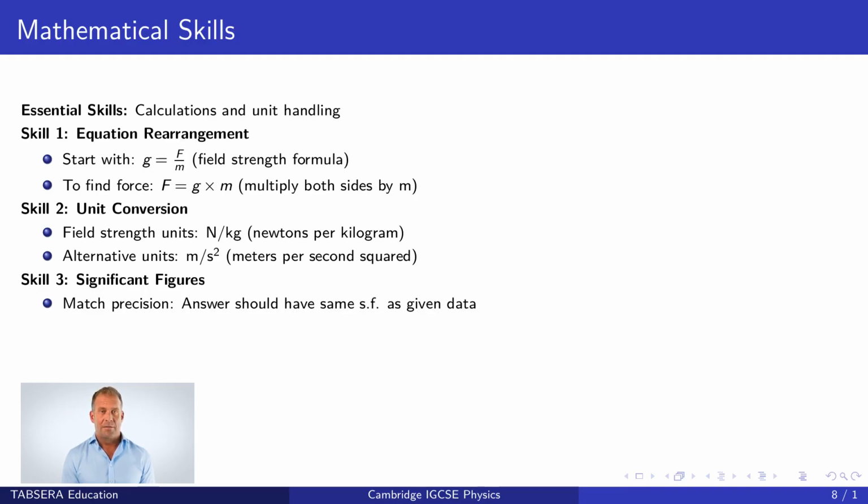Second, unit handling. Gravitational field strength uses newtons per kilogram, but can also be expressed as meters per second squared. Both units are equivalent. Third, significant figures. Your final answer should match the precision of the given data. If measurements have two significant figures, your answer should also have two significant figures.